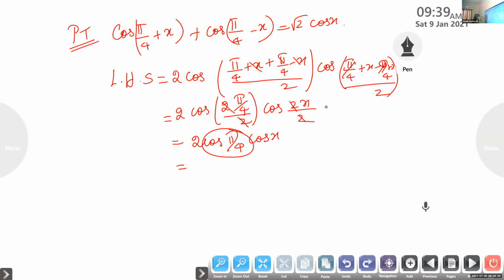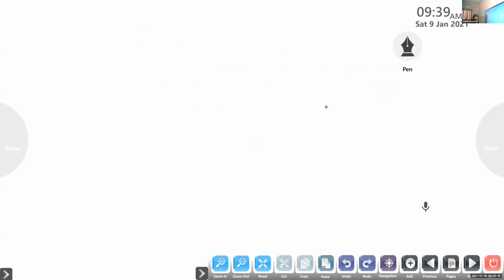So next one, write the next question. Prove that sine square 6x minus sine square 4x is equal to sine 2x sine 10x.